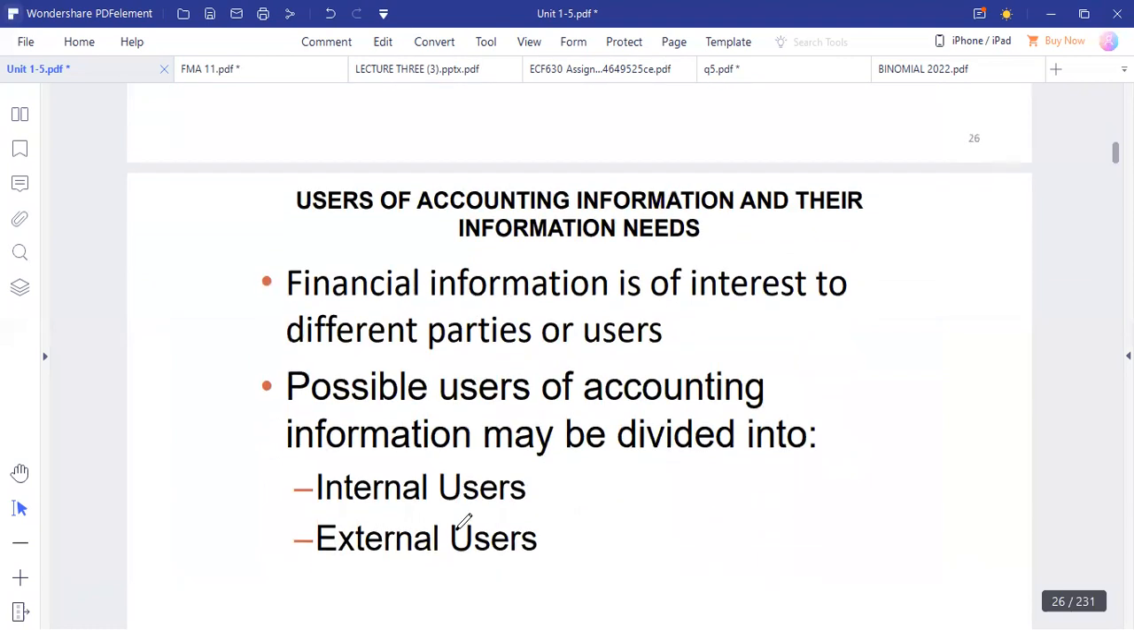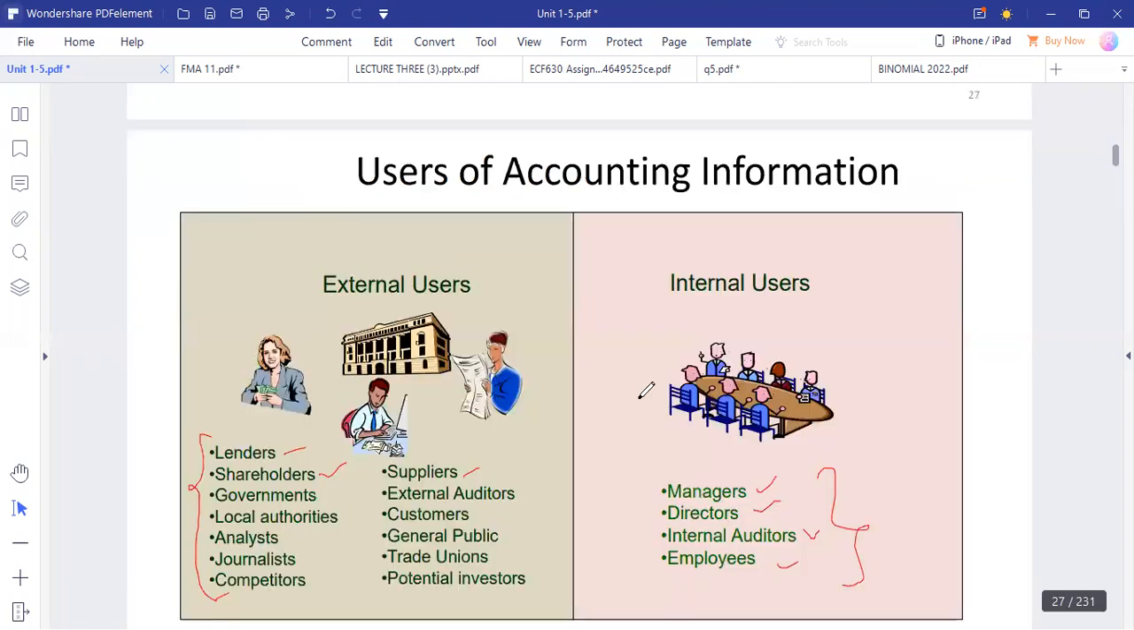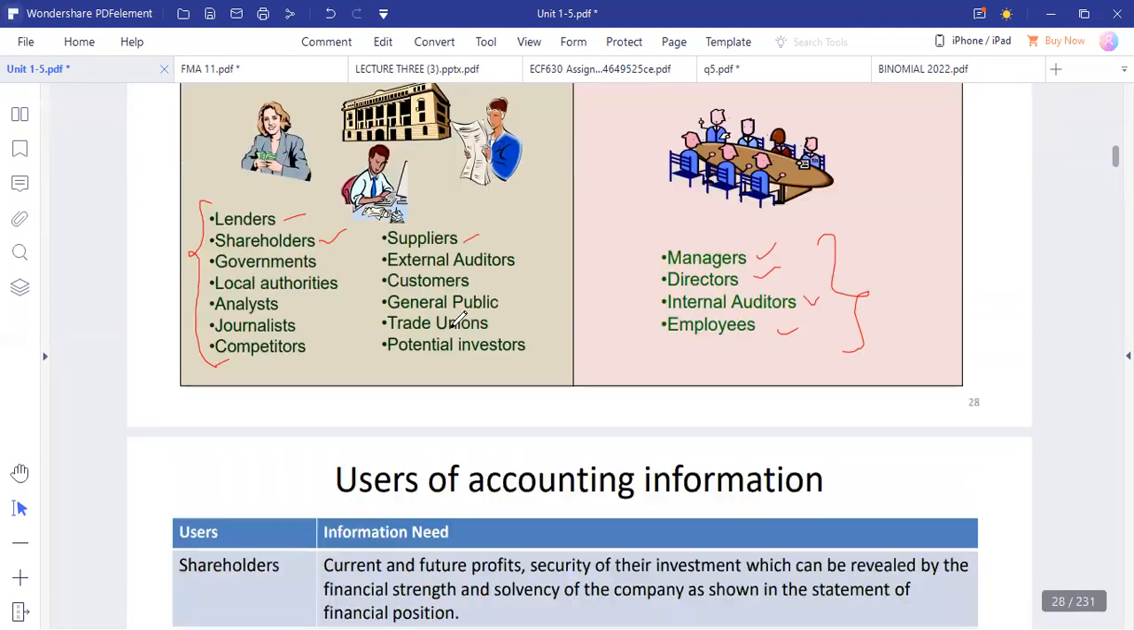So we also have users of financial accounting information, who could be internal or external. Internal users are those within the business, starting from managers, directors, internal auditors, and employees. External users start from the lenders, government, local authorities, analysts, journalists, competitors, suppliers, external auditors, customers, general public, and also trade unions and potential investors. So these ones are users of financial accounting information.